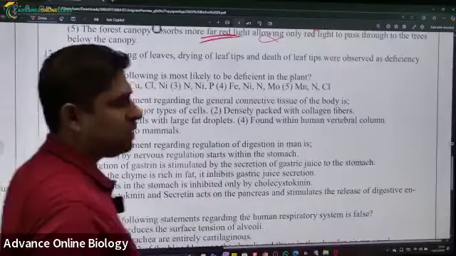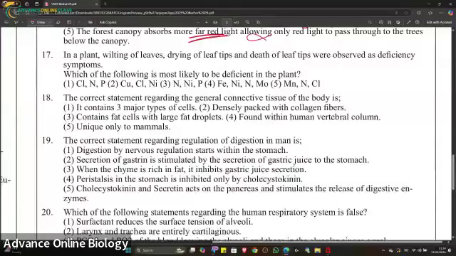Question number 17 in plants. Wilting of leaves. I don't have any arguments here, so we'll take the second one as the answer.